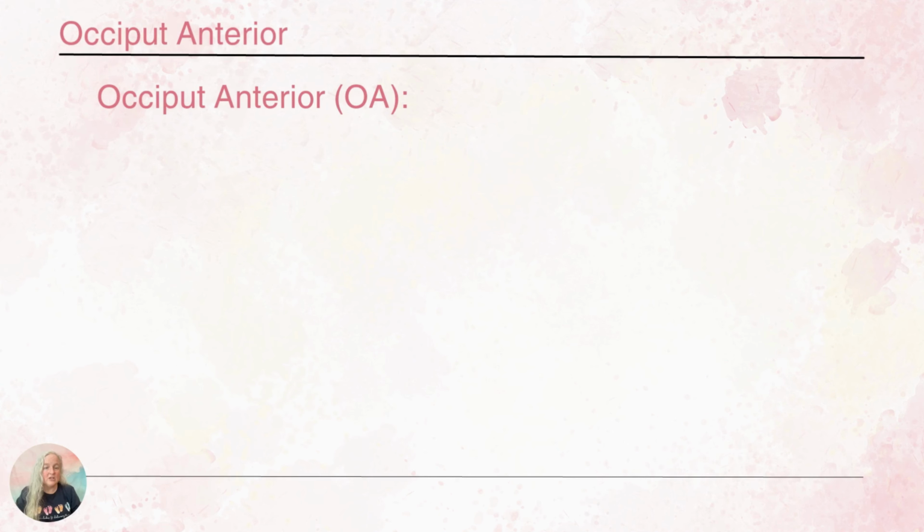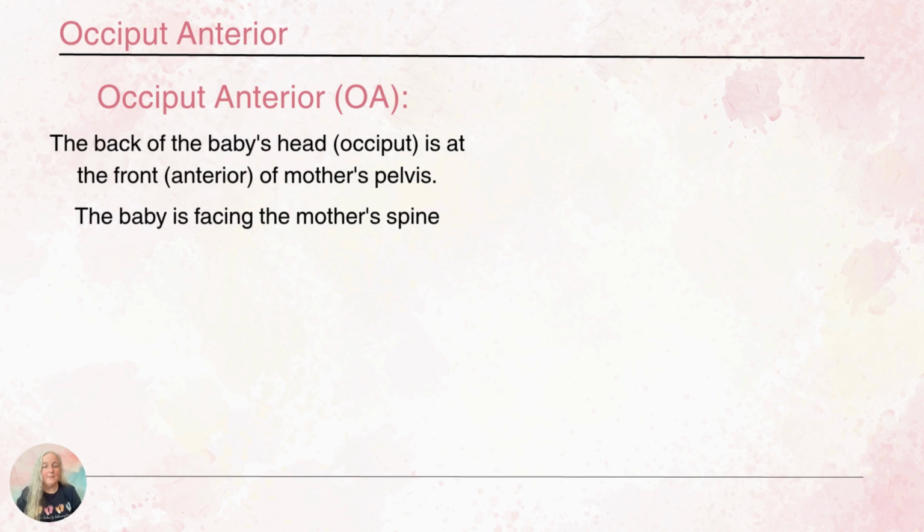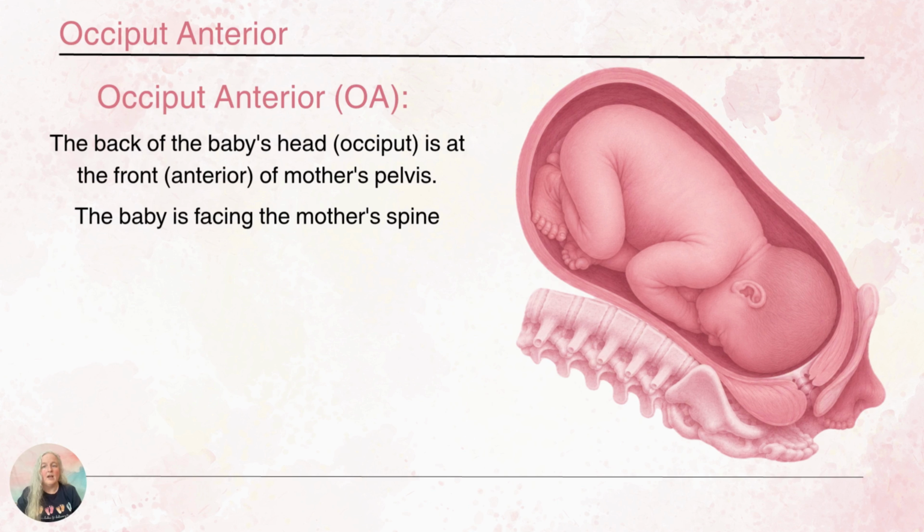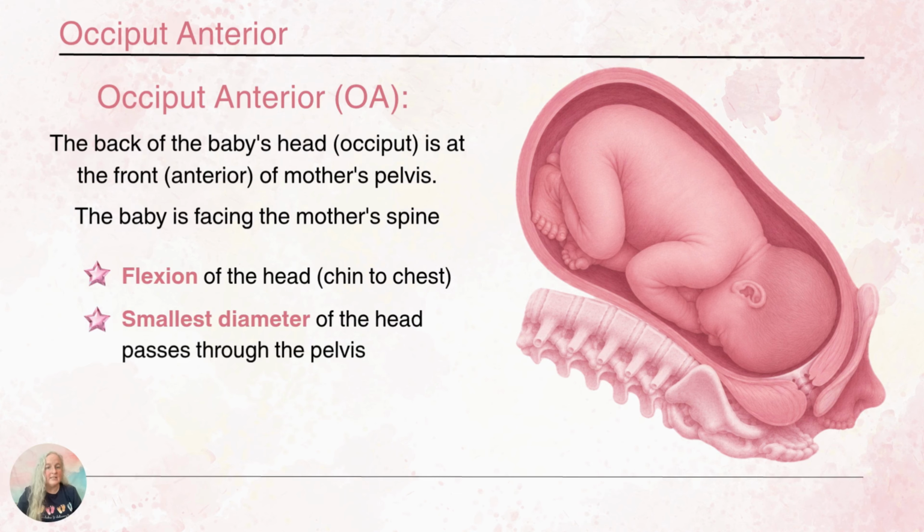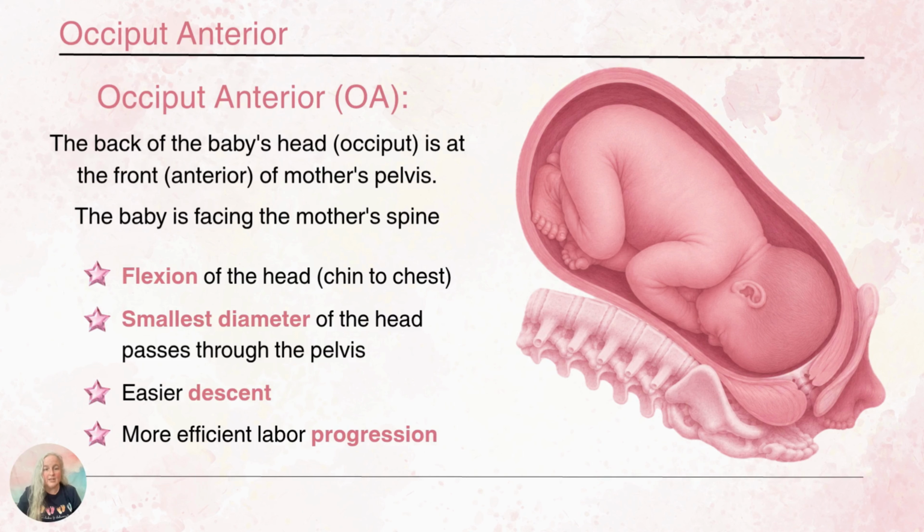For occiput anterior position, or OA, the back of the baby's head, or the occiput, is at the front, or the anterior, of the mother's pelvis. The baby is facing the mother's spine. Occiput anterior is considered the ideal fetal position for vaginal birth because the baby's head is able to flex, and this allows the smallest diameter to pass through the pelvis. So we get better flexion of the head where the chin tucks to the chest. The smallest diameter of the head is passing through the pelvis. This allows for easier descent and more efficient labor progression.